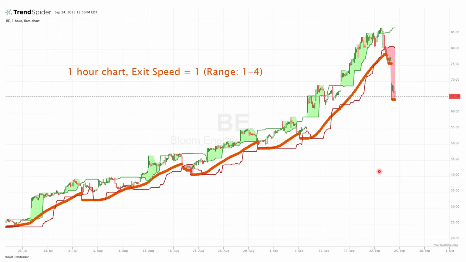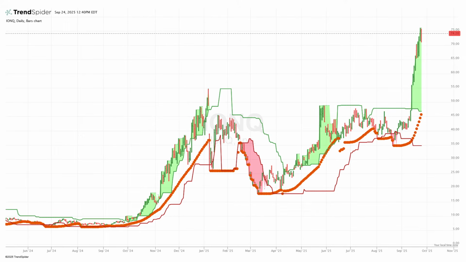So this is an example of keeping the speed the same, but changing the speed of the chart, and in effect making the chart shorter or respond faster. And you've got a different set of exits. So this is an option if you're a short-term trader. So we will change charts here.